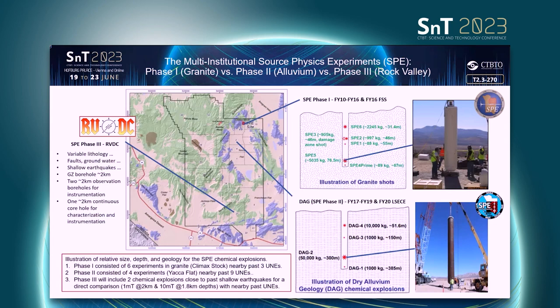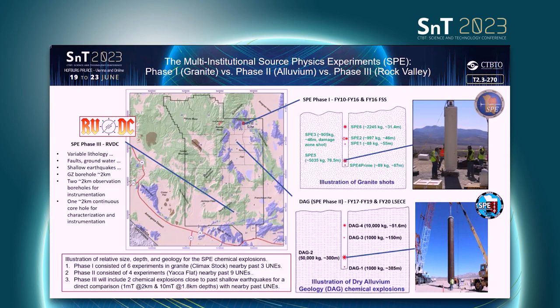So this is a summary slide. I think Rob Abbott did a good job. On the top right-hand side, you see six shots for the SPE phase one. They're in granite. It took us about 6 years to get them done, because the geology is hard and we have a more elaborate instrumentation system. Phase two is a softer rock, called the dry alluvium geology, and it took us only 2 days to do four shots.